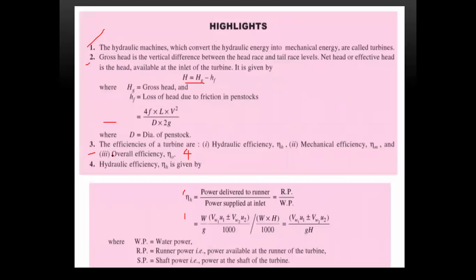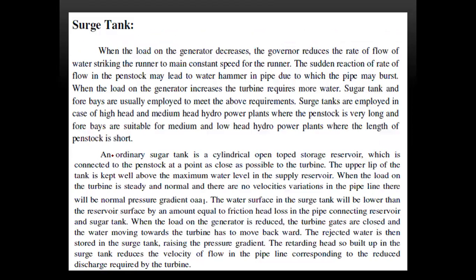I have also explained governing of turbines. What is a surge tank, right? Since it is in your syllabus, I will show you about that as well. Surge tank: when the load of a generator decreases, the governor reduces the rate of flow of water striking the runner to maintain the constant speed of the runner, right? So surge tanks are employed in case of high head and medium head hydro power plants.